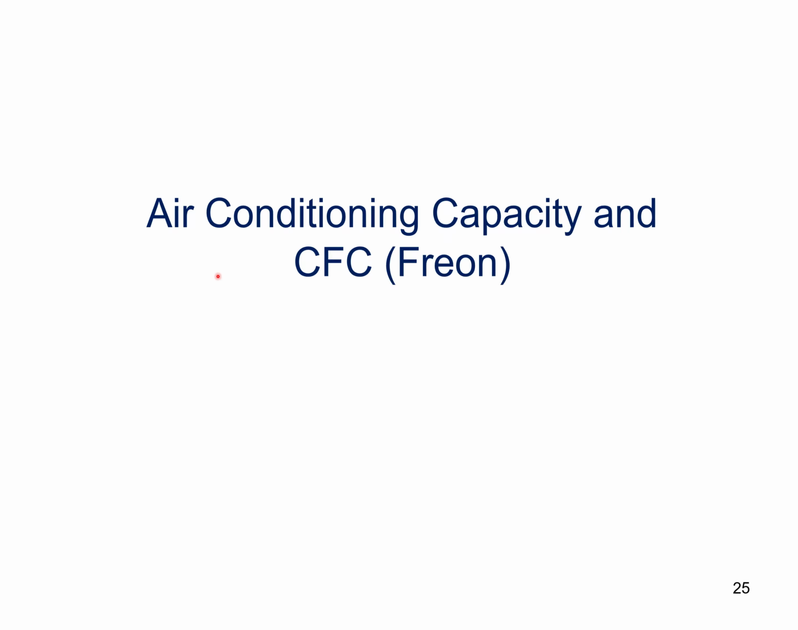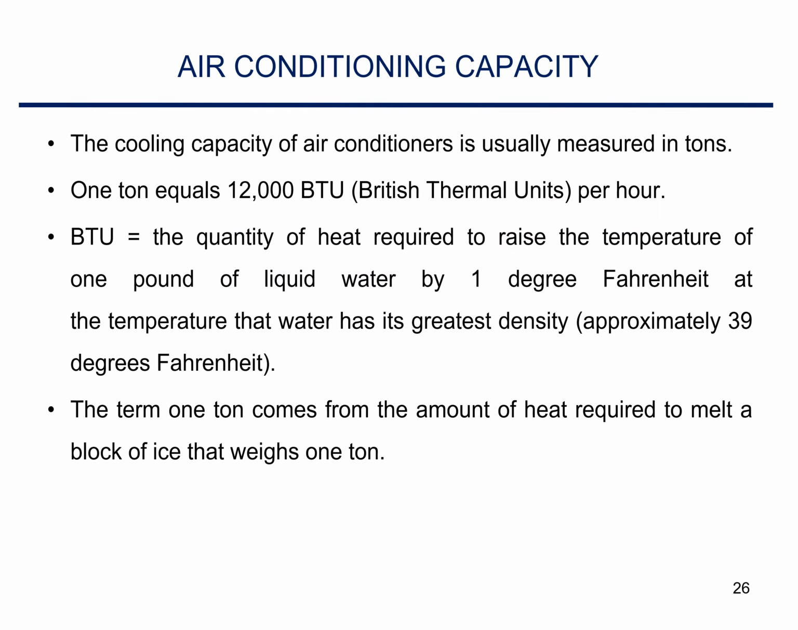So how do we determine the air conditioning capacity? The cooling capacity of an air conditioner is usually measured in tons. We sometimes say that it is a 1 ton AC, 2 ton AC. 1 ton equals 12,000 BTU per hour, British thermal unit. What is BTU? BTU is the quantity of heat required to raise the temperature of 1 pound of liquid water by 1 degree Fahrenheit at the temperature at which water has its greatest density, approximately 39 degrees Fahrenheit.